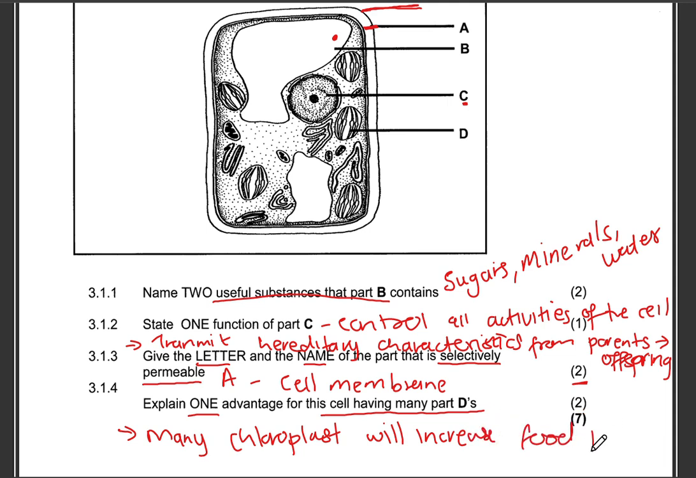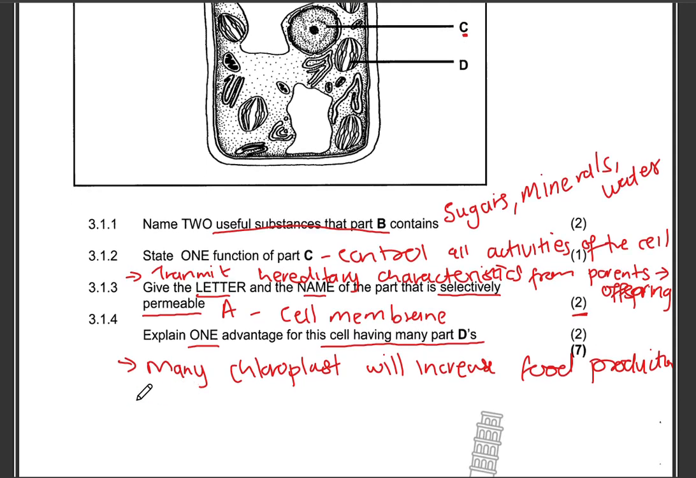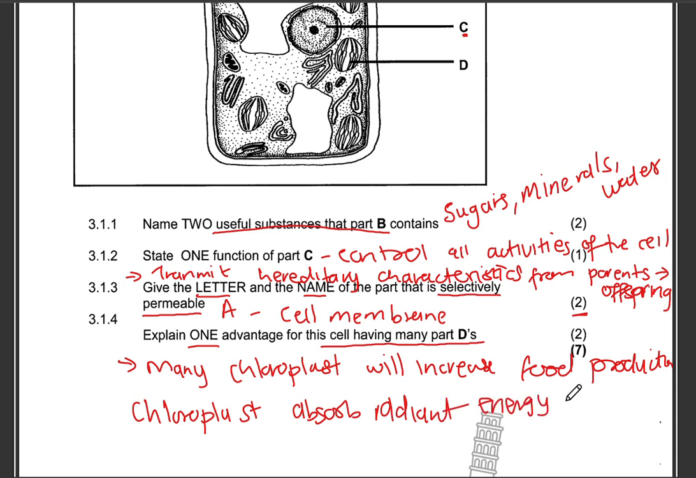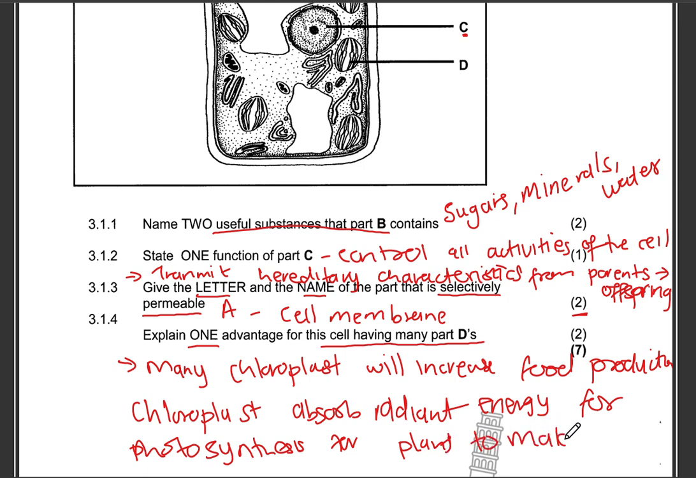food production because that is where photosynthesis takes place, whereby chloroplast containing the chlorophyll will absorb radiant energy for photosynthesis. So you'll have many chloroplast absorbing radiant energy for photosynthesis, for plants to manufacture or to make food. So the more chloroplast a cell has, the more food is going to be produced.